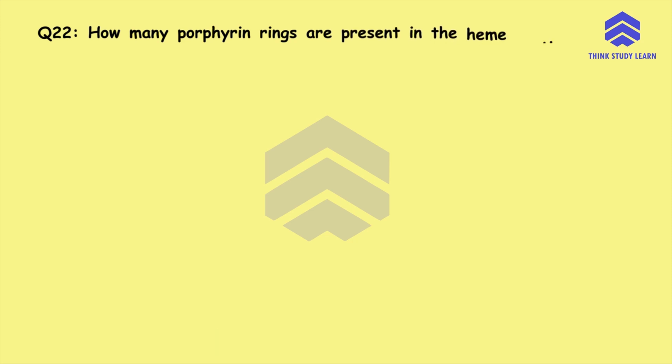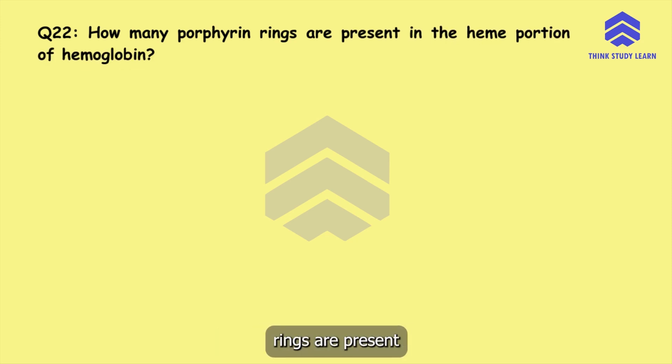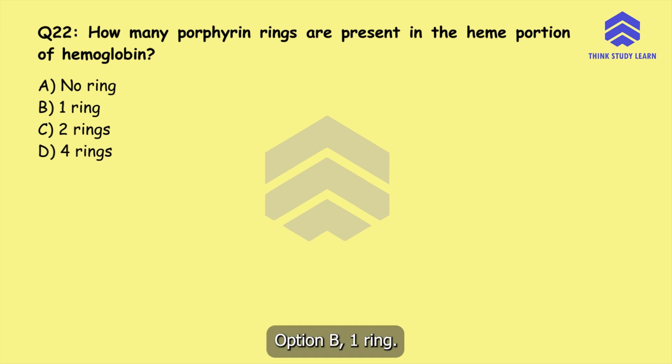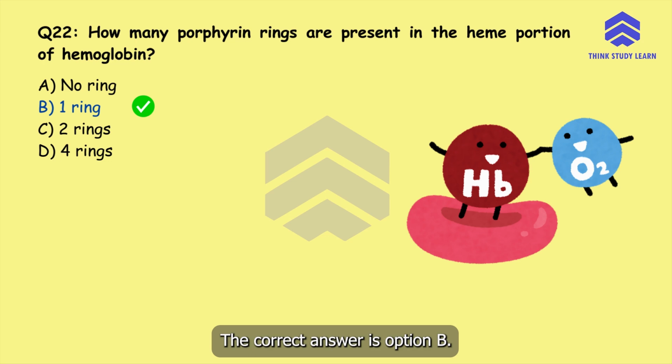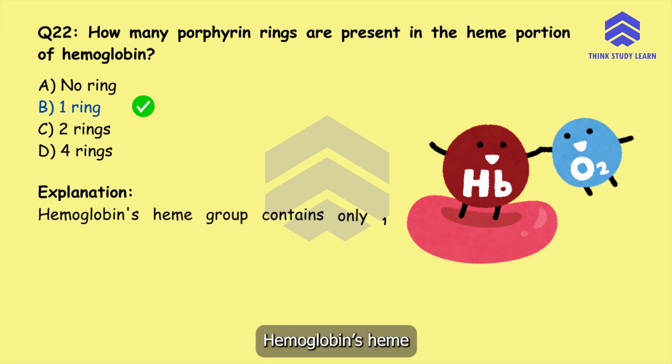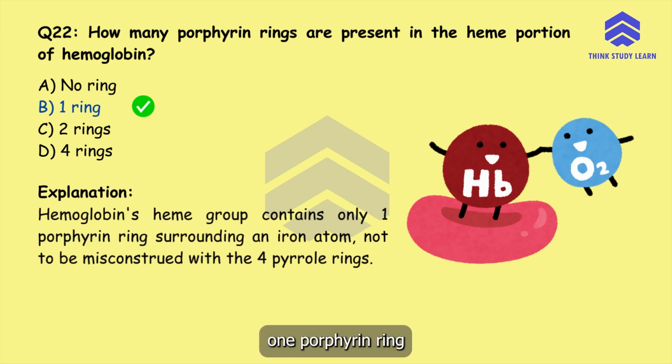Question number 22. How many porphyrin rings are present in the heme portion of hemoglobin? Option A, no ring, option B, 1 ring, option C, 2 rings, or option D, 4 rings. The correct answer is option B. Hemoglobin's heme group contains only one porphyrin ring surrounding the iron atom, not to be misconstrued with the 4 pyrrole rings.